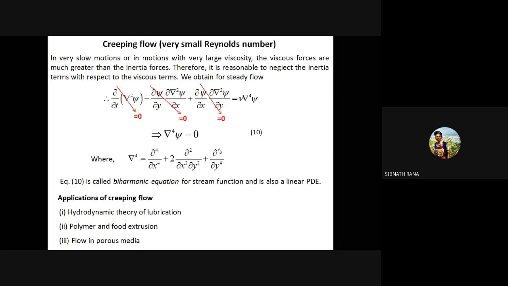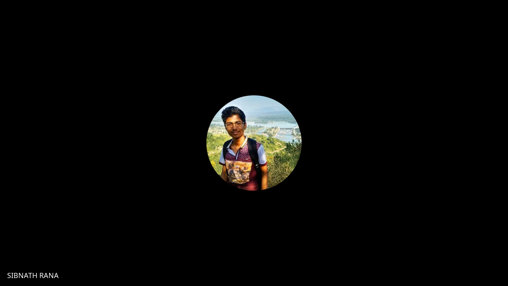Sir, could you please explain this polymer and fluid expression here? Sorry? Yes, sir. I mean, how things are applied in polymer and food extrusion? Okay. Application, no? Polymer flow is basically nothing but your creeping flow situation.